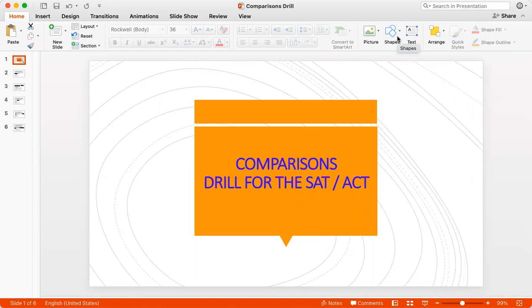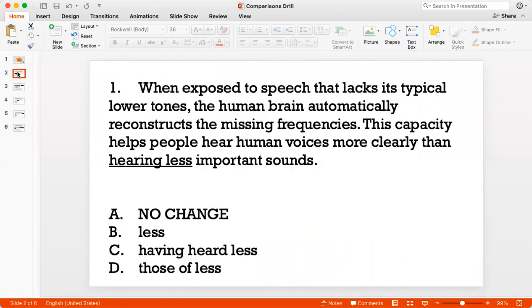Today we'll do a drill on comparisons which would work for both SAT and ACT grammar. So let's begin. Question 1.